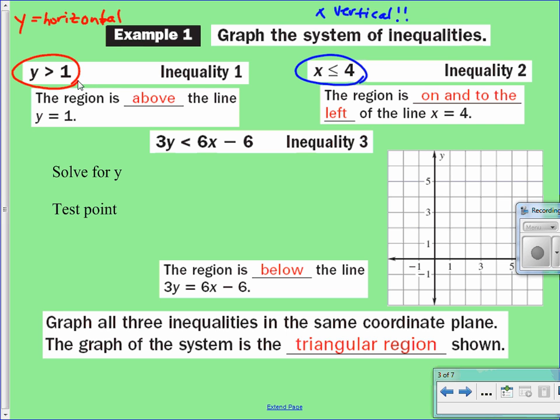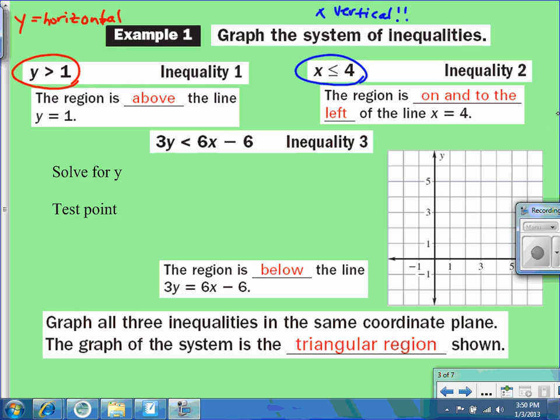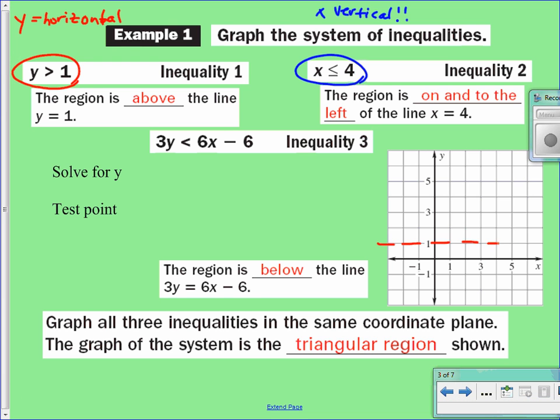So y is greater than 1. That's going to be a horizontal line where y is 1. But remember, because of that symbol, it is a horizontal dashed line. Now, here's how I go about shading these. I really look at one inequality at a time. So y is greater than 1. That means I need all of the y values that are greater than 1. Is 0 greater than 1? No. So I would actually prefer to shade this part of the graph.